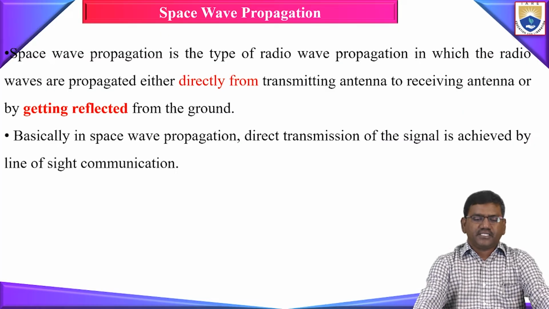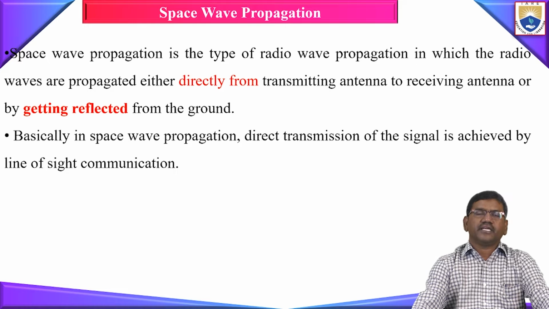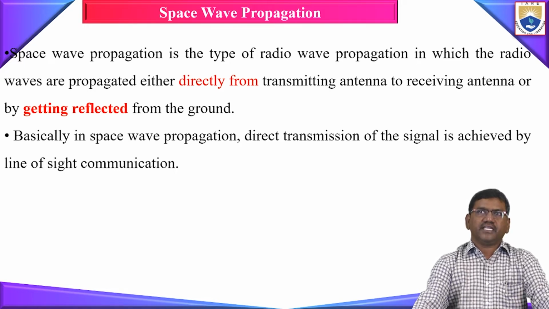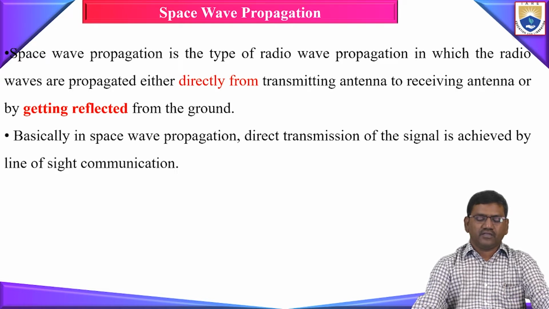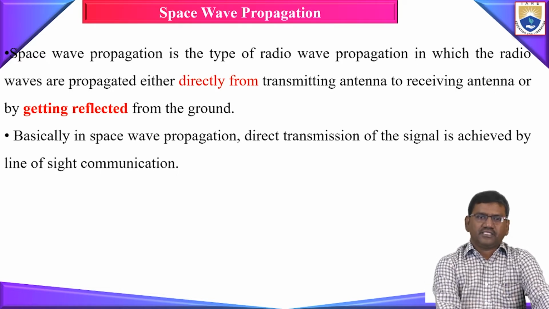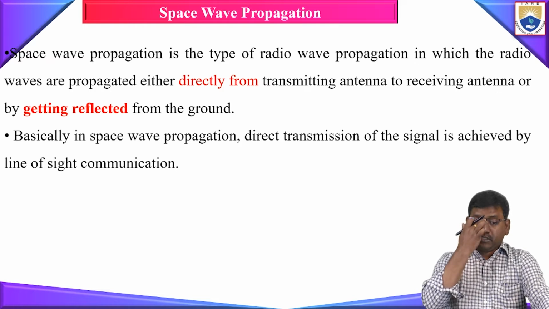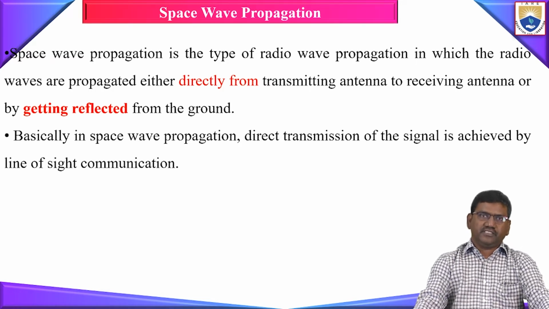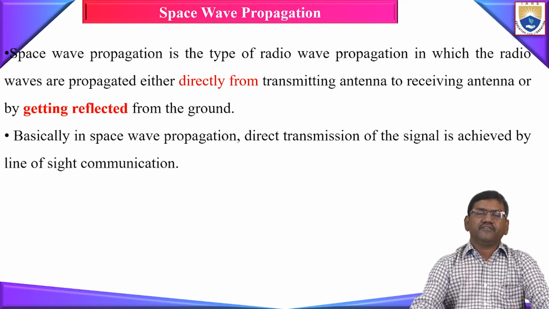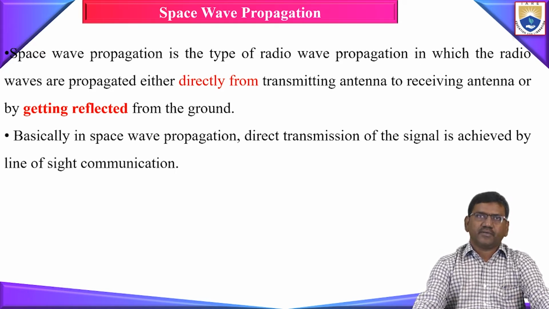Space wave propagation is a type of radio wave propagation in which the radio waves are propagated either directly from the transmitting antenna to the receiving antenna or by getting reflected from the ground. As we have seen in the earlier session on ground wave propagation, the only difference between the ground wave propagation and space wave propagation is in terms of frequency. We can transmit high frequency signals in the space wave propagation when compared to the ground wave propagation.